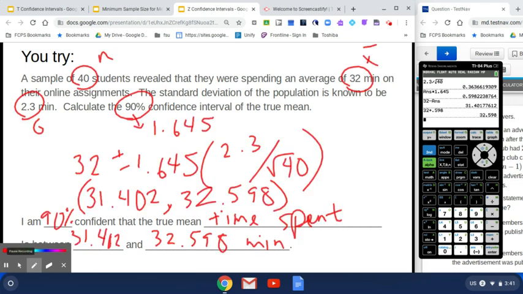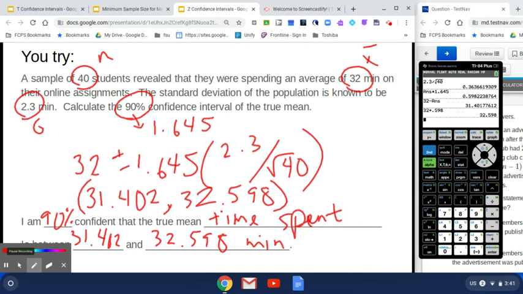Okay. All right, here's the example all worked out. We had an n of 40, a mean x bar of 32, a standard deviation sigma of 2.3, and 90% corresponds to a critical value of 1.645. Plugging those values in, we have 32 plus or minus 1.645 times 2.3 over the square root of 40.